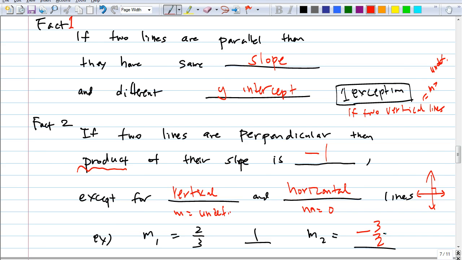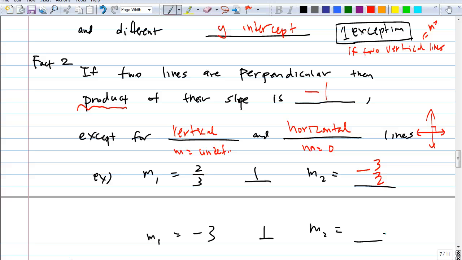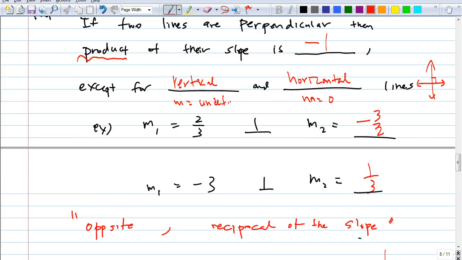Okay. What about if the line has a slope of negative 3? What must the slope of the other line be? Aaron? 1/3 is correct. Would you not get negative 1 when you multiply them together? So what's another way of describing these two slopes? Are they reciprocals of each other? No? Victor? They're the negative or the opposite reciprocal.